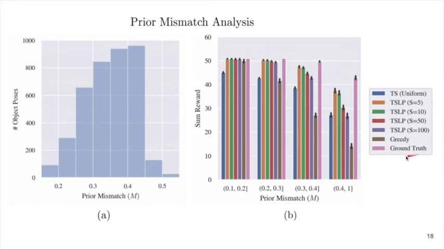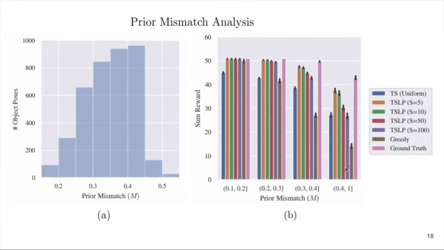The pink bar is the ground truth policy. The brown bar is the greedy policy. The blue bar is Thompson sampling with a uniform prior. The orange, green, red, and purple are Thompson sampling with learned priors in increasing order of prior strengths.